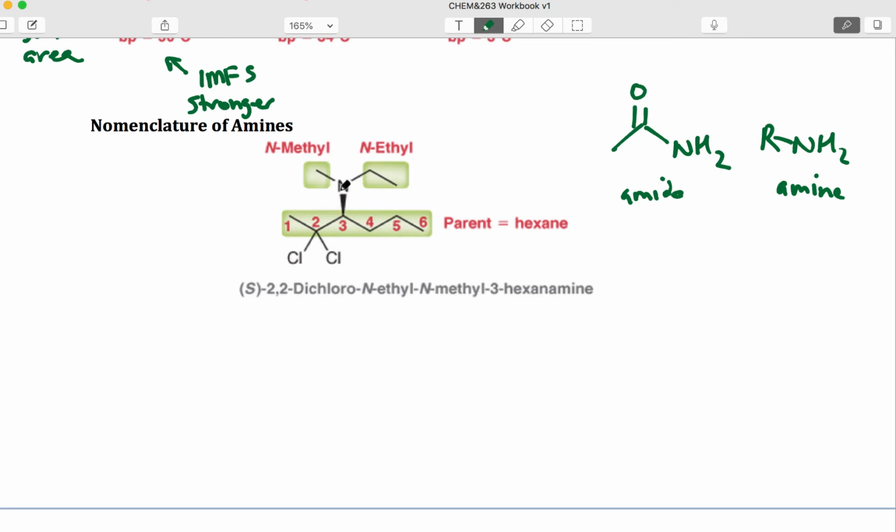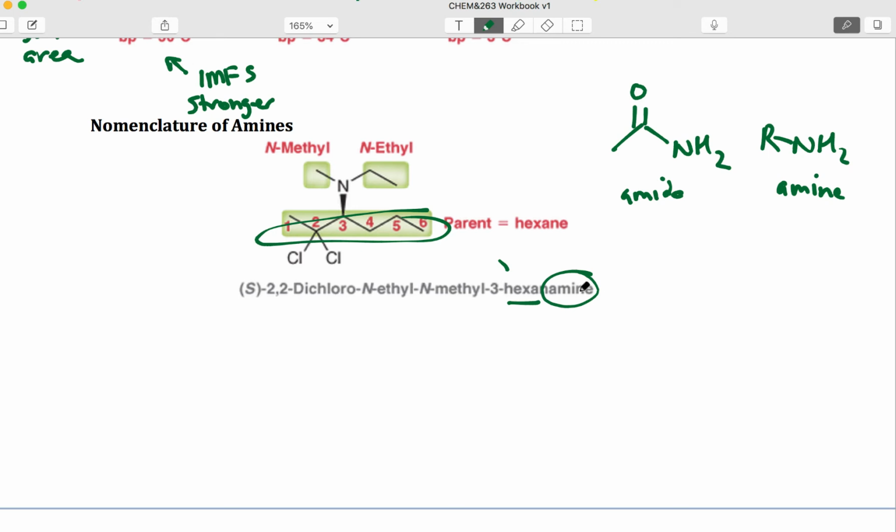For amines, notice that the nitrogens can be substituted just like in amides, so we use the same capital N nomenclature for that, N-methyl, N-ethyl, and the longest chain is hexane. So we always go with the longest chain, and the ending is going to be amine. The amine is going to have priority over the other groups, usually over alkyl halides, so over halogens. And amines are equivalent to alcohols, so they take priority over double bonds as well.